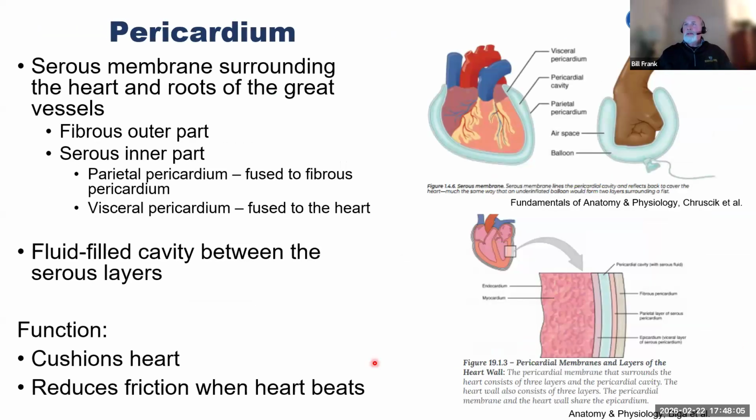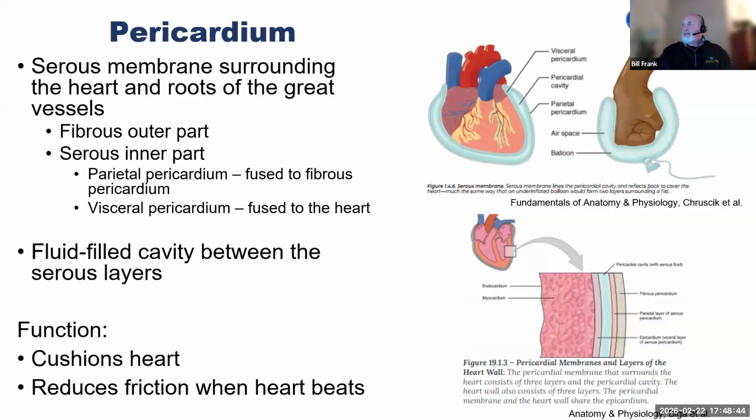Okay, so when we look at the pericardium, we see a serous membrane surrounding the heart and the roots of the great vessels. And this pericardium has two parts. It has an outer fibrous part, which we can see at the very outer part of the mediastinum, and then the serous part, which is the inner part. And there are two parts to that. There is a serous parietal pericardium, which lines the inner part of the fibrous pericardium, and then the serous visceral pericardium, which is intimately associated with the external portion of the heart.